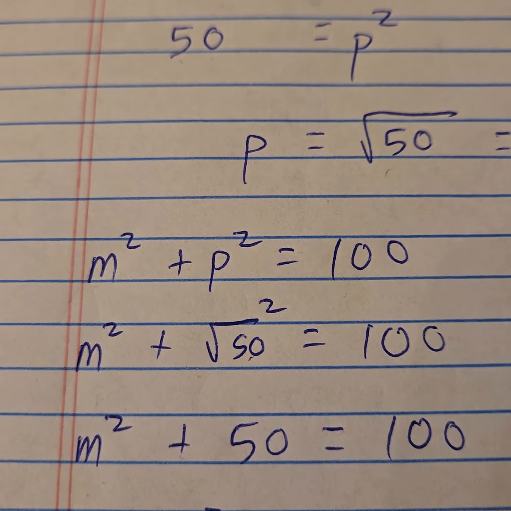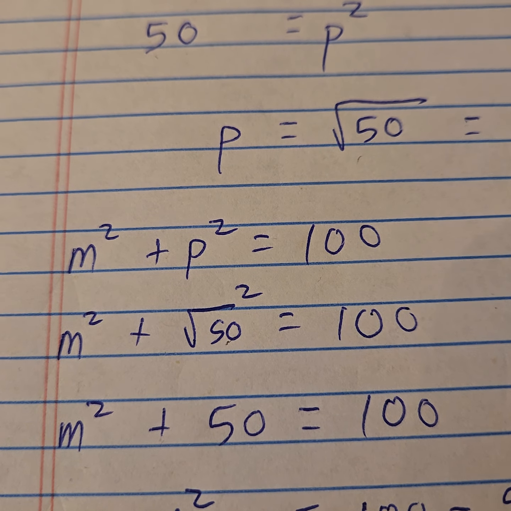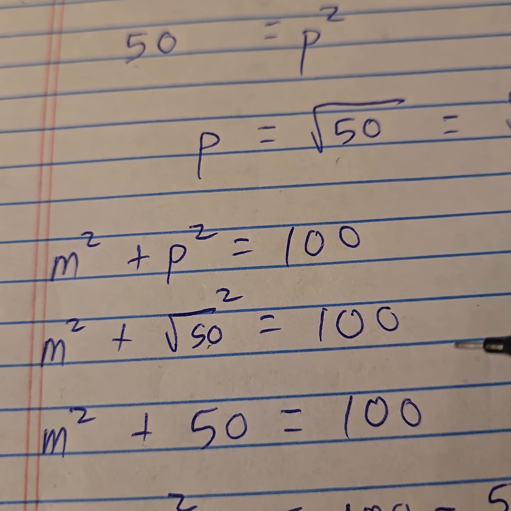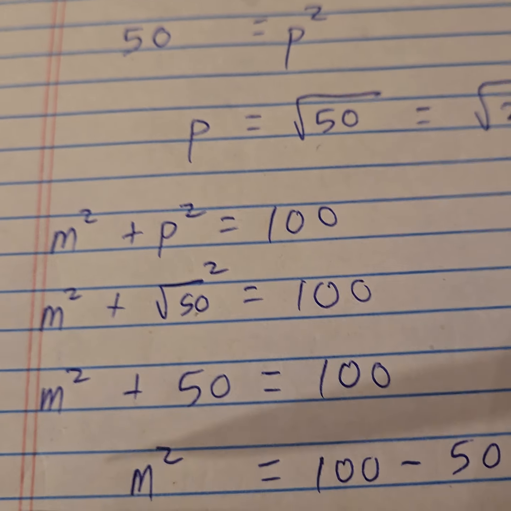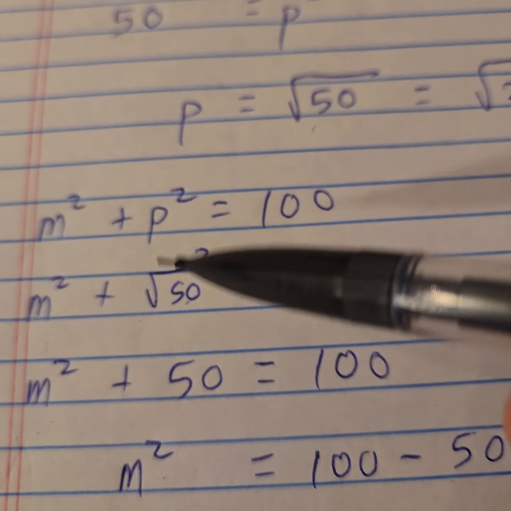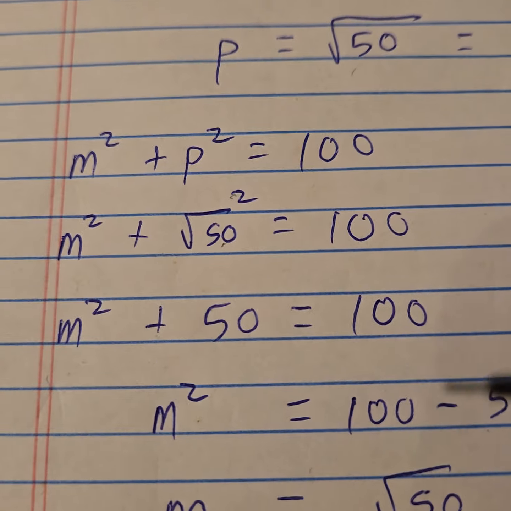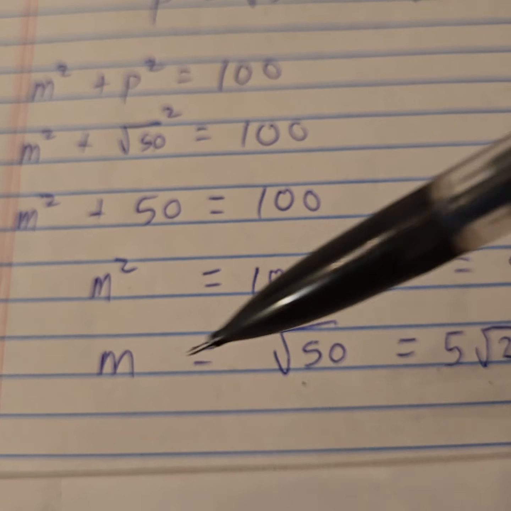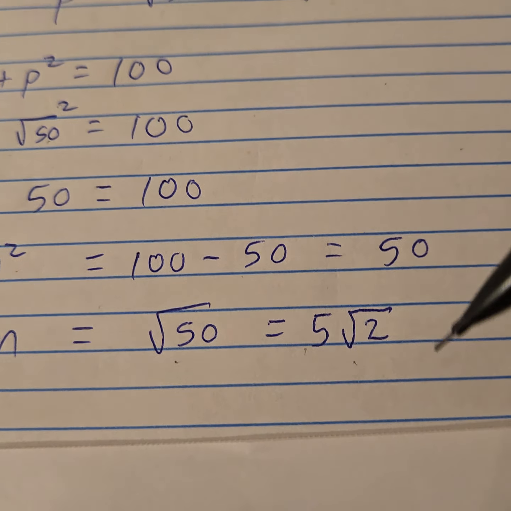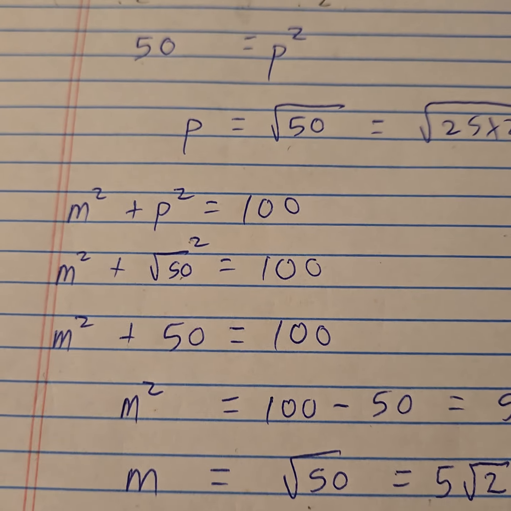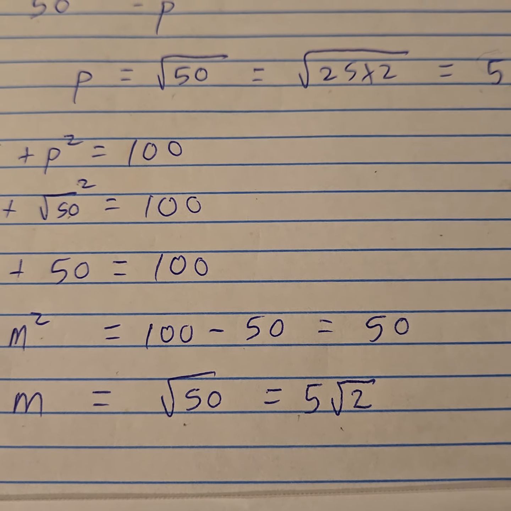We were told earlier that M squared plus P squared is 100. So M squared plus root 50 squared equals 100. So M squared plus 50 is 100. We already said that P squared is 50. M squared is 100 minus 50, which equals 50. So M is root 50. And as we said earlier, root 50 is the same as saying 5 root 2. So P and M have the same value.